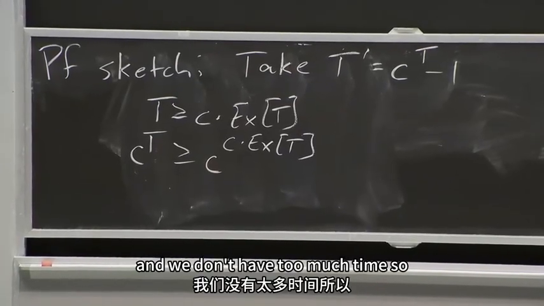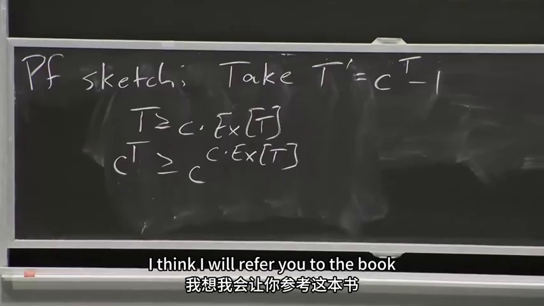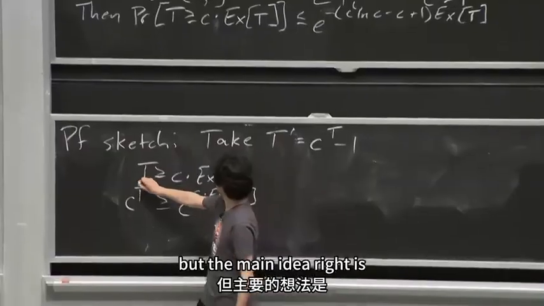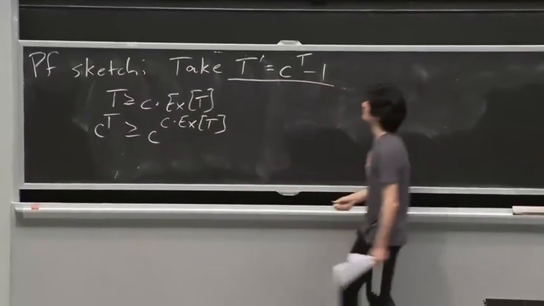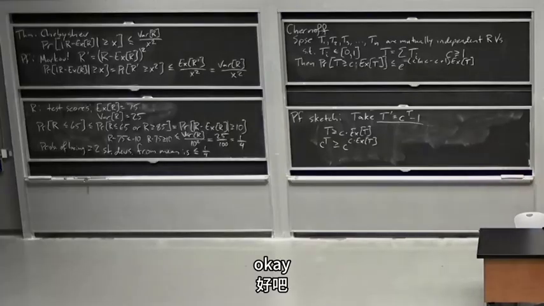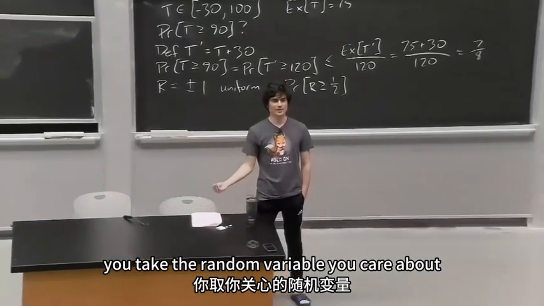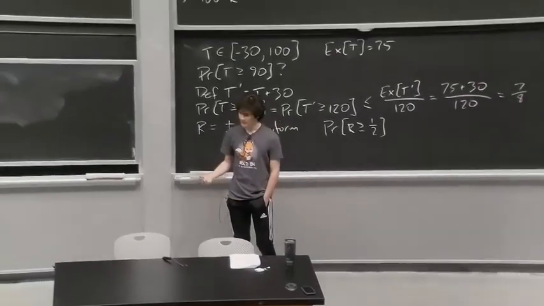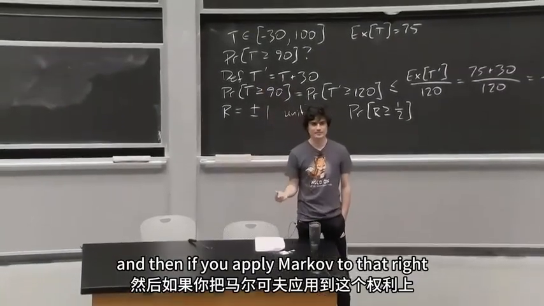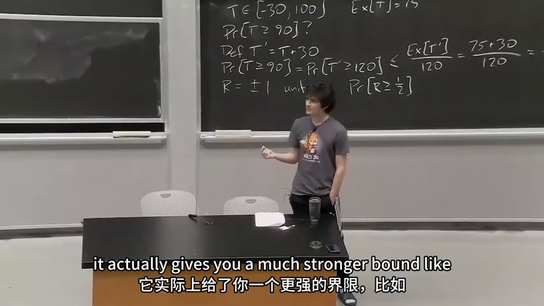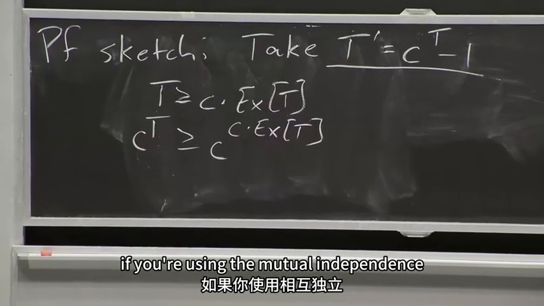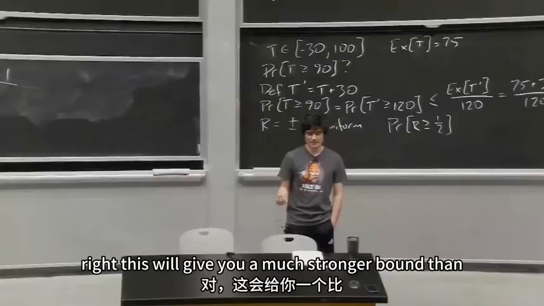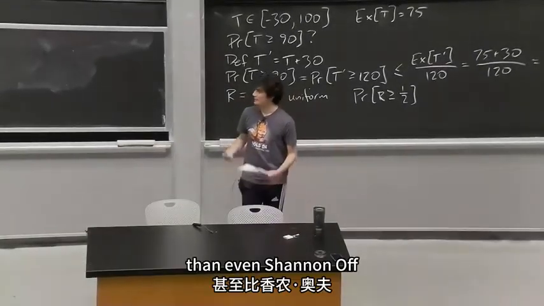We don't have too much time, so I will refer you to the book if you are interested. But the main idea is this step here. You take the random variable you care about, and you exponentiate it. Then if you apply Markov to that, it actually gives you a much stronger bound. If you're using the mutual independence of all of the component random variables, this will give you a much stronger bound than even Chernoff.